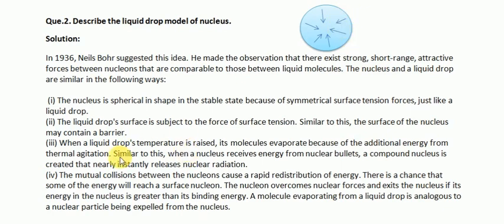So, to sum it up, the liquid drop model helps us visualize how a nucleus functions by comparing it to a liquid drop. Here are the key similarities. The nucleus and the liquid drop are both spherical in their stable state due to surface forces. Just like how heat causes evaporation in a liquid drop, incoming energy can cause particle emission in a nucleus. And there is a constant shuffle of energy within both systems, leading to occasional escapes of molecules from the liquid and nucleons from the nucleus.